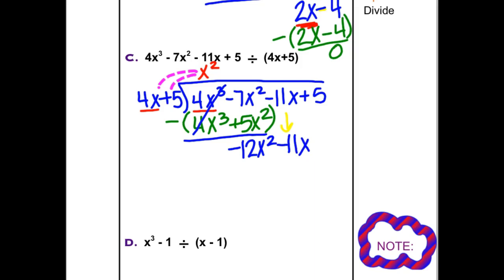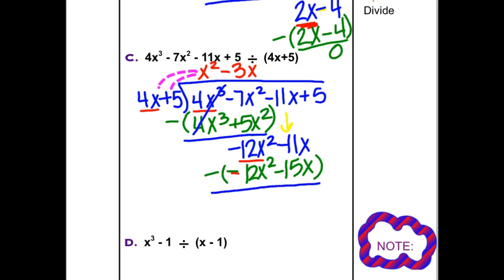And then to get negative 12x squared from 4x, I have to multiply by negative 3x. Multiply that through, I get negative 12x squared minus 15x. We subtract that. Negative 12x squared minus negative 12x squared cancels, obviously. Negative 11x minus negative 15x, that means we add it, and we get 4x. Then we drop down the plus 5.